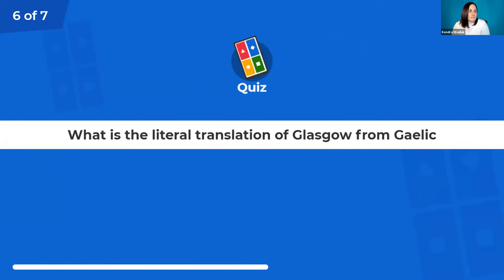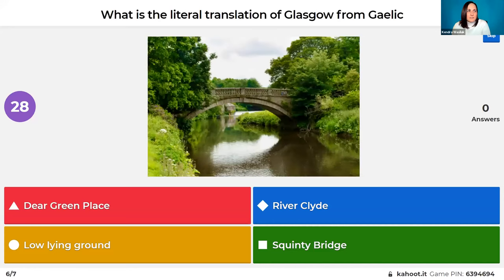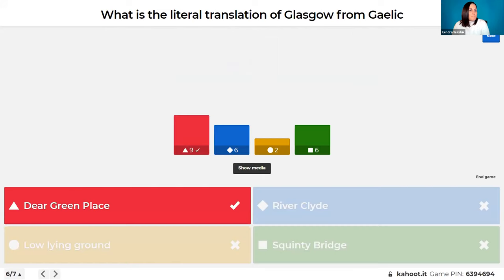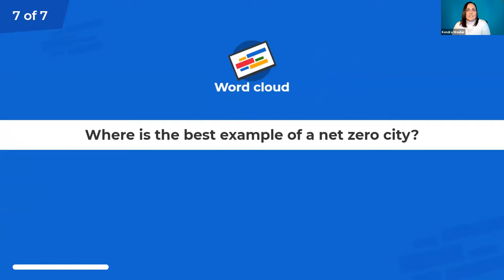What is the literal translation of Glasgow from Gaelic? Good. Dear Green Place. So there is actually something in Glasgow called the Squinty Bridge. It's actually a bridge, but the locals nickname it Squinty Bridge. Well done.